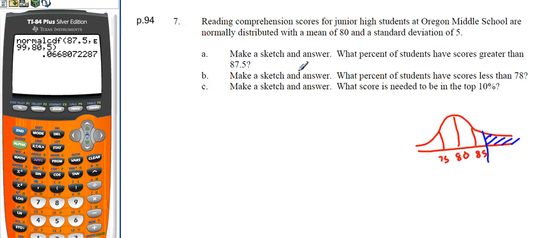So that area is about 0.07, I'll say 0.066. So about 7% of the curve is shaded right here.